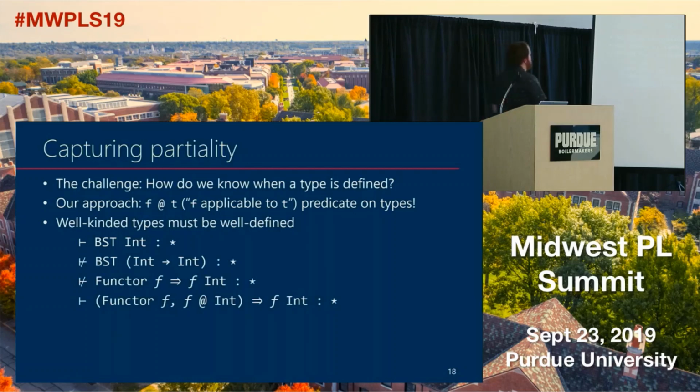And then we want to integrate this into our kinding relation, right? We want to say that well-kinded types have to actually be well-defined. So BST Int, for example, has kind star because we can prove BST at Int. BST (Int -> Int) does not have kind star, right? It doesn't have any kind at all because we can't prove BST at (Int -> Int). More importantly, this thing, Functor f implies f of Int, doesn't have a kind either because we don't know enough about f to know whether f is actually applicable at type Int, right? What we have to say instead is, well, I'll tell you it's a functor and I'll tell you it works at integers. And we know that it has kind star, all right?